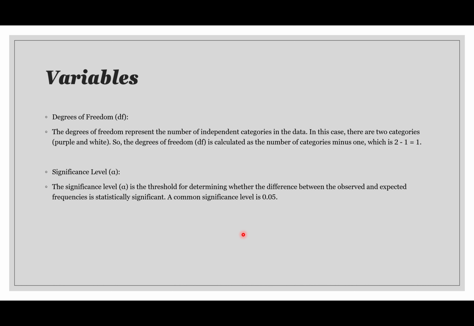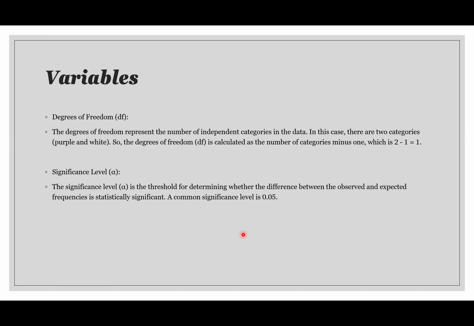We're going to talk about that. But first, the degree of freedom. We know our degree of freedom is 1 because we only have purple or we have the other color, white. Since there are only two categories, purple or white, that the organism can exist in, our degree of freedom is 1. So two categories minus 1 is 1.